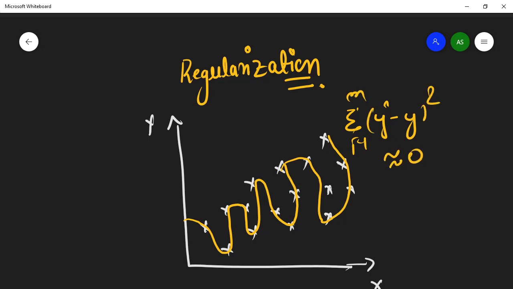And if it is touching each and every point, it's obvious that it is very good on the training set on which it is trained. So it has learned a lot. But what will happen? Your model will fail to generalize well onto the testing set. So that's why I'm saying that your model will fail to generalize well on the testing set.